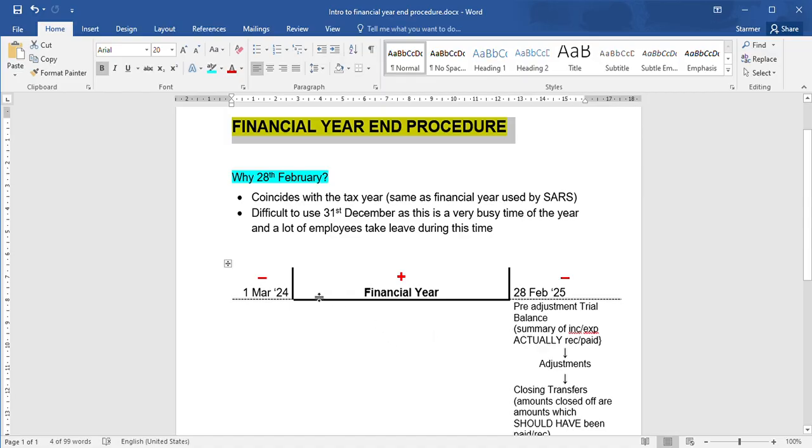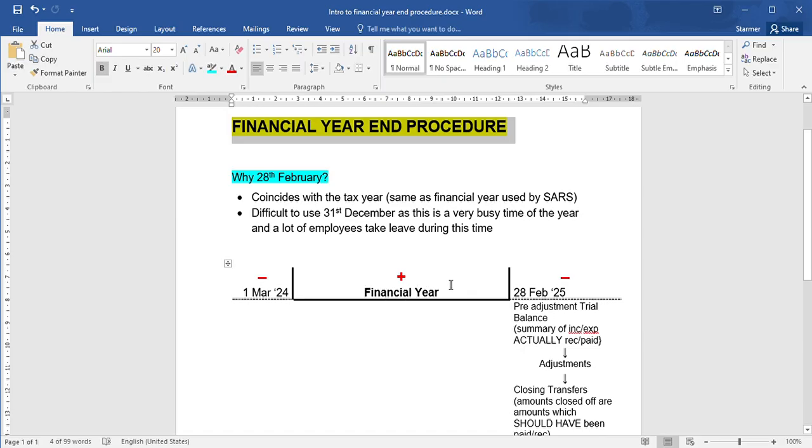Now, if you look at what happens during this financial year, on a monthly basis, source documents will get completed to report transactions. Those get recorded in journals. The journals get posted to the ledger, and then you do a trial balance to check the double entry, that you've done your ledger correctly. So every month you're going to do that procedure.